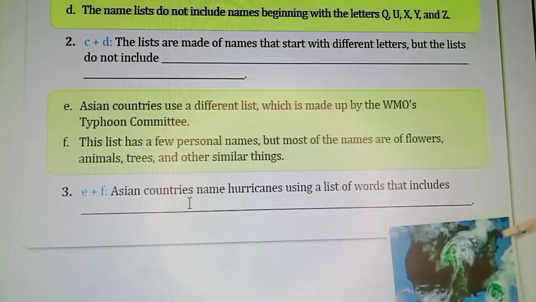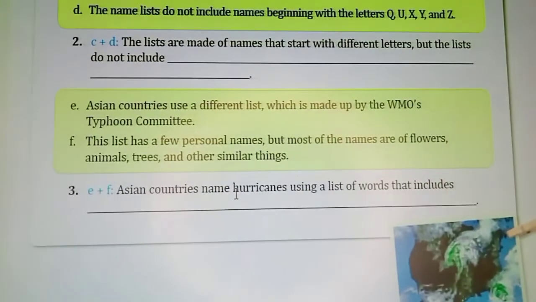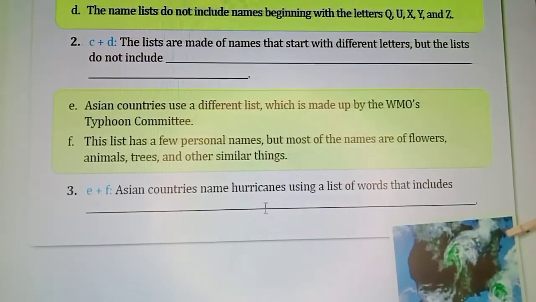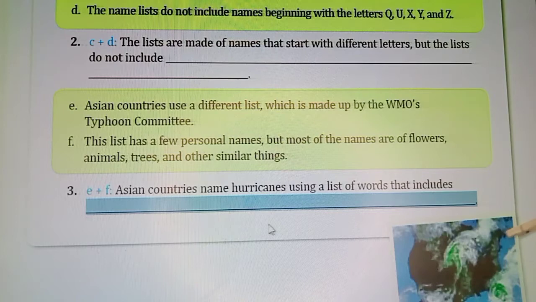We can paraphrase them, as you see. Asian countries name hurricanes using a list of words that includes flowers, animals, trees, and other similar things. Yeah, that's right.